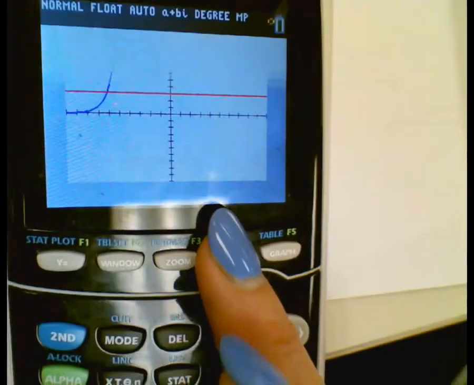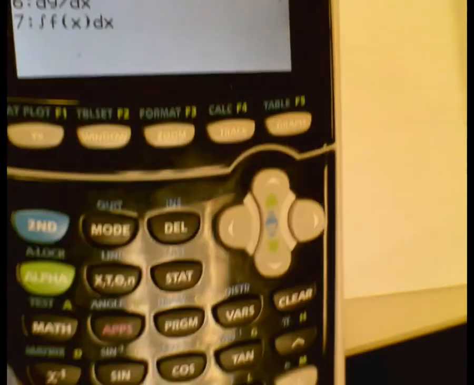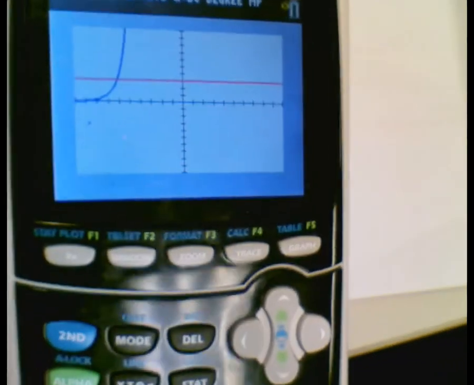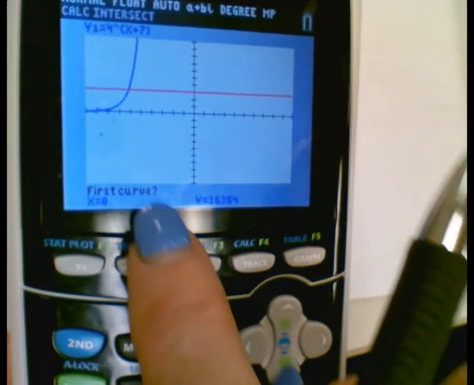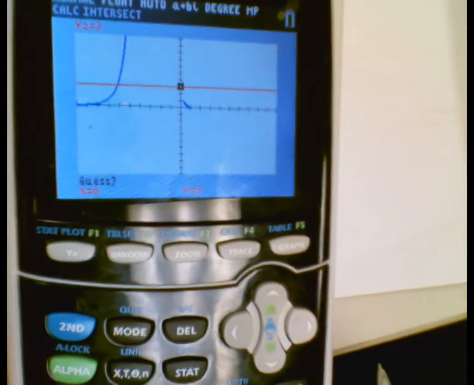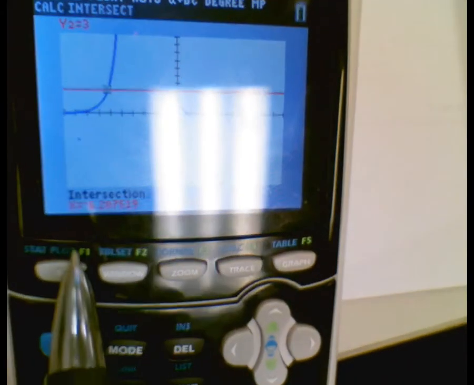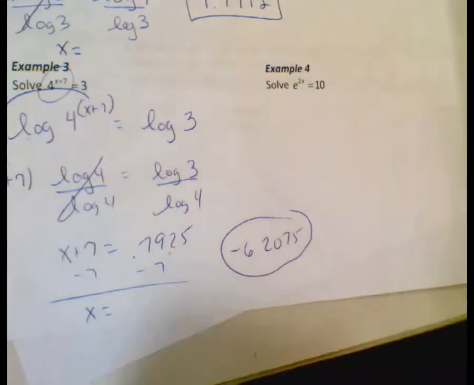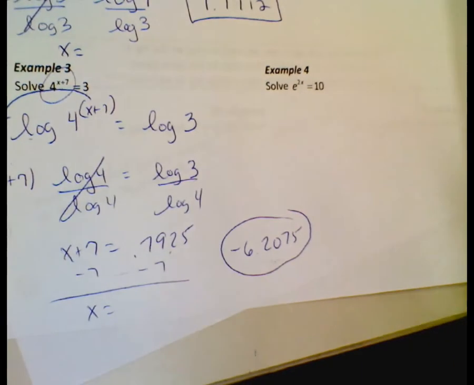So then we just have to press second, trace, intersect, which is number 5. Press number 5. And see where it says first curve, we're going to press enter, enter, enter. Answer, negative 6.2075. That's the answer that we just found by solving. The first one we did, remember 3 to the x equals 7? Let's try that one.